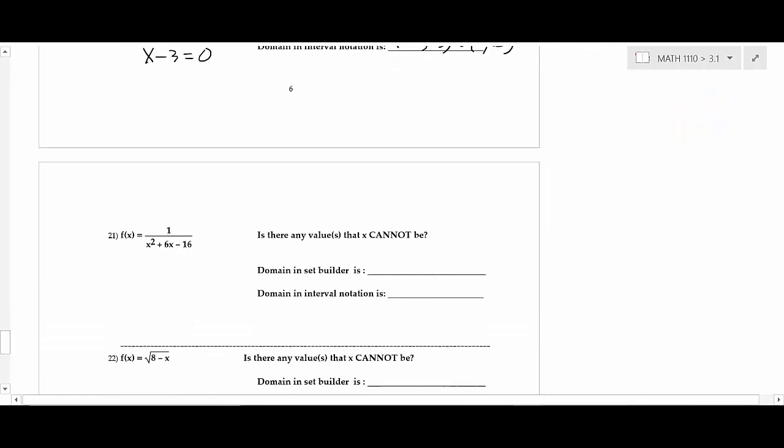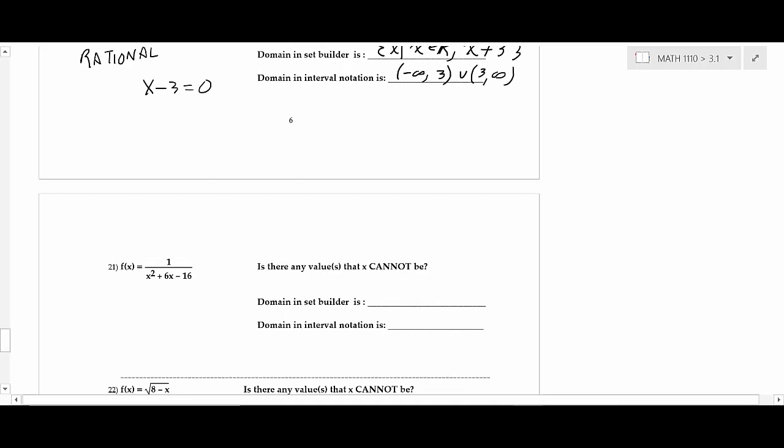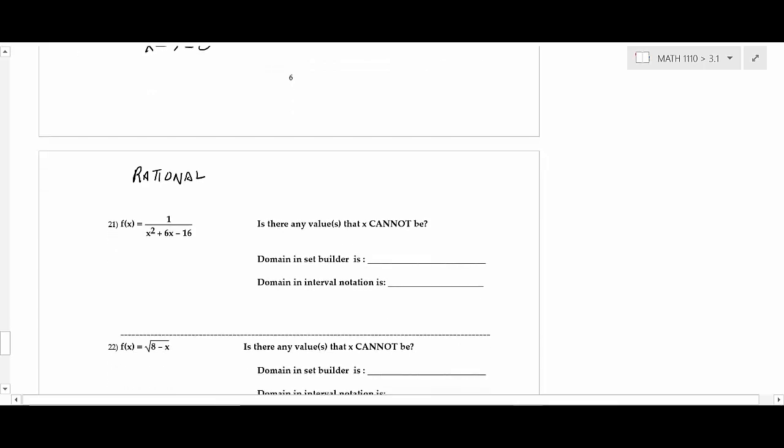The next one's a little harder to do in your head, but what this one is basically doing is you have a rational function again. So what is your focus? Your focus is basically the denominator and what makes that denominator 0. So what you would do is take the denominator and set that equal to 0 and solve that equation. How do you solve that equation? What's the fastest way? Factor. That's a quadratic equation, so factor it. If it factors; if it doesn't, you've got to go to the quadratic formula.